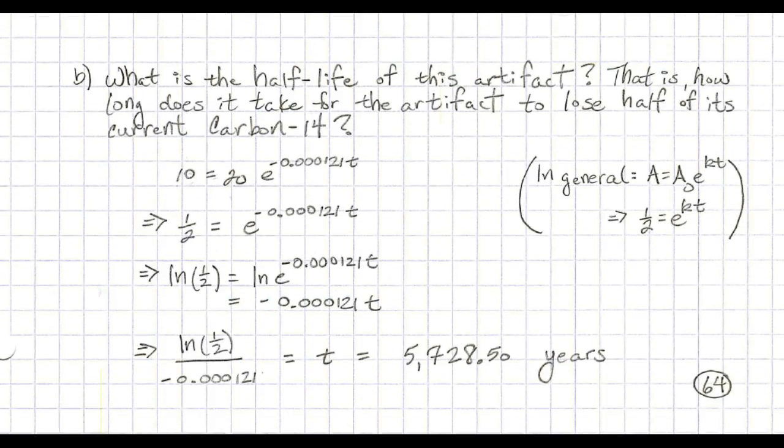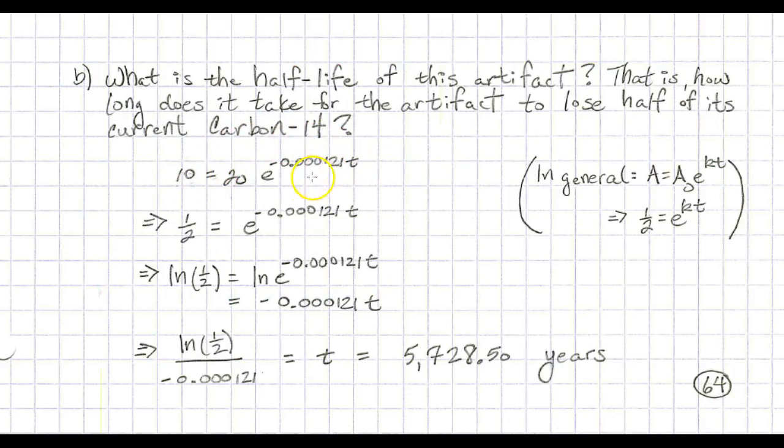Part B of this example says, well, what's the half-life of this artifact? Maybe you've heard that term half-life before. It means how long does it take for half of it to decay? So we had 20 initially. That means we want to know when is there 10 left? So that means 10 would be equal to our exponential decay model, 20 e to the minus 0.000121 t. And we want to know what's t when this is the case. When do we end up with 10?